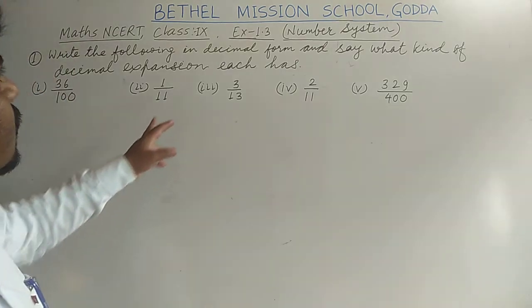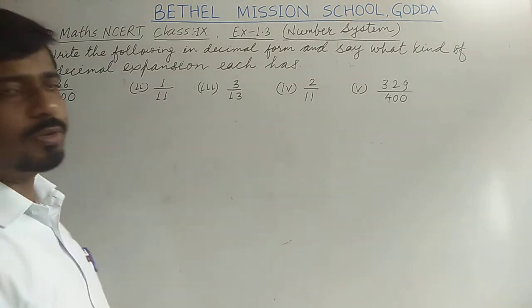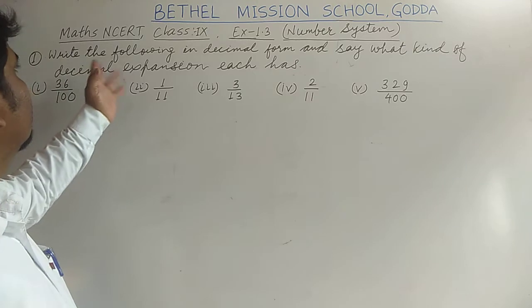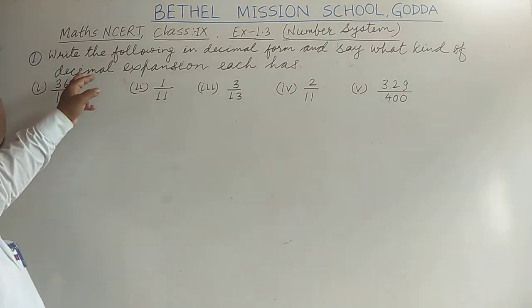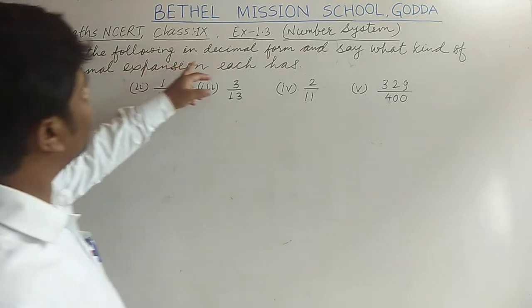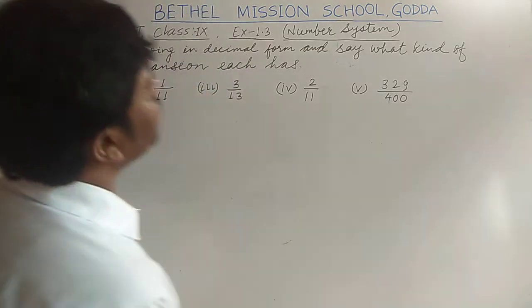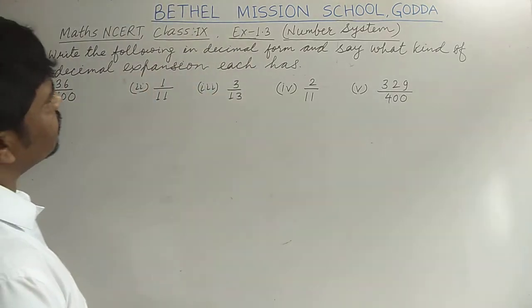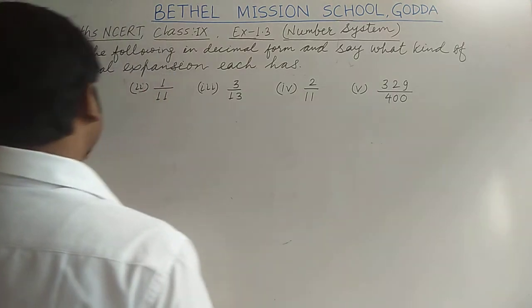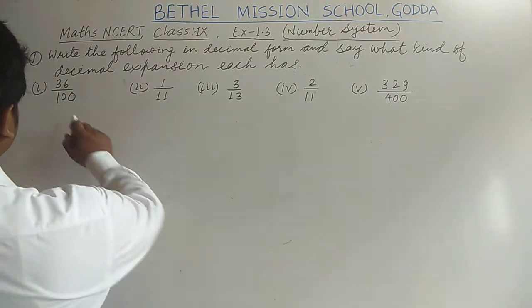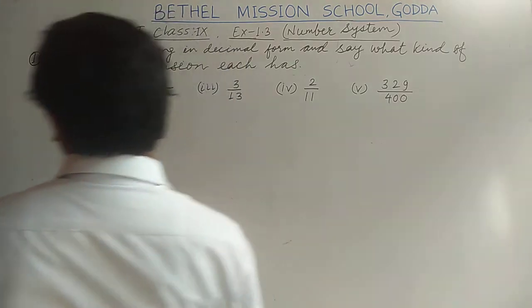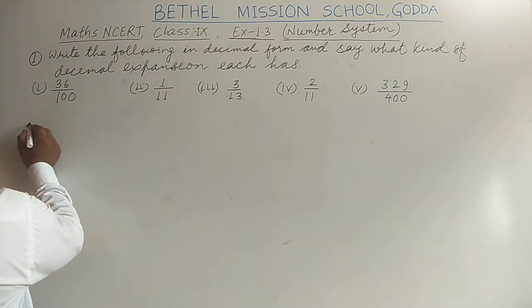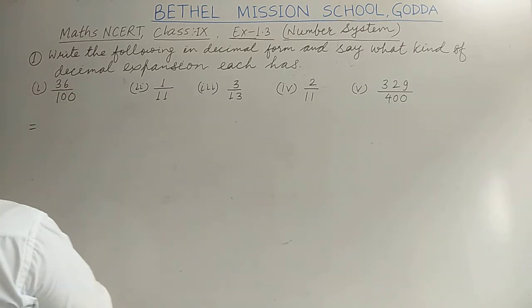Today we'll do exercise 1.3, and that is from class 9 NCERT Maths. The question is: write the following in decimal form and say what kind of decimal expansion each has. So we have to find what kind of decimal expansion is there. You can see the first question, 36 by 100.